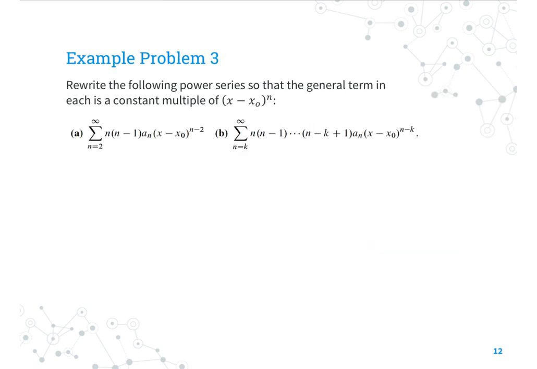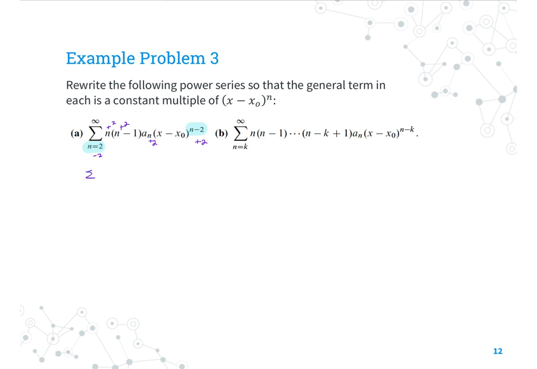Let's look at a couple of examples. So in A, if we notice, we have a superscript of n minus 2 on the x term, and we have a lower limit for our summation of 2. So this one's probably going to work out pretty conveniently for us, because what we need to do is add a 2 anywhere we have an n on the inside so that we can take 2 away on the outside.